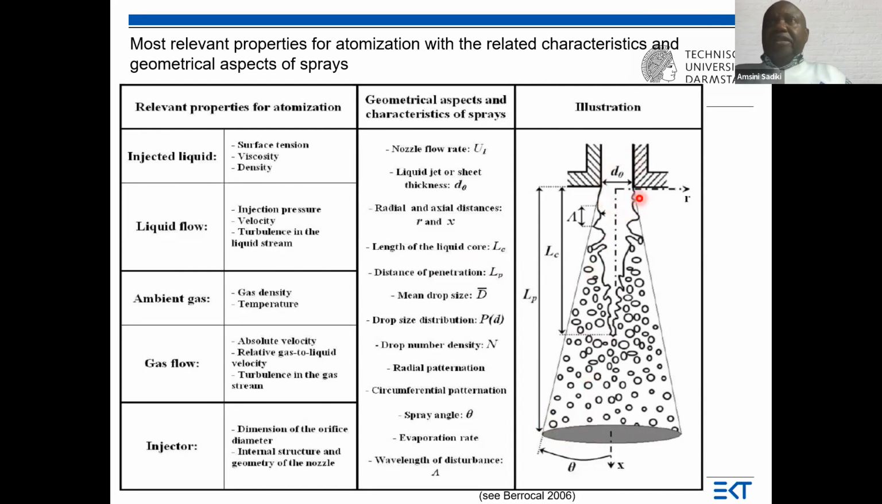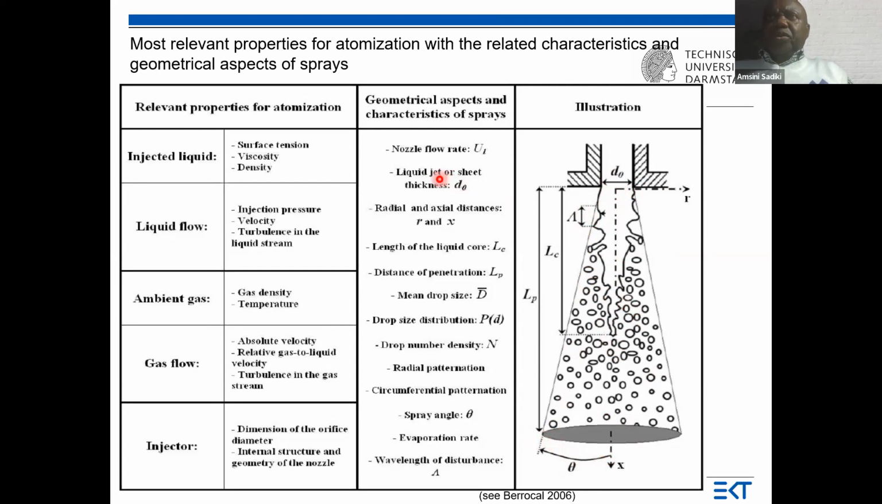We have here the liquid jet or sheet thickness, which comes out with the thickness of the nozzle. And we have this direction, so we have the radial and the axial direction. And here this is the wavelength. And we have also the cone, the spray angle, and we have these different quantities.